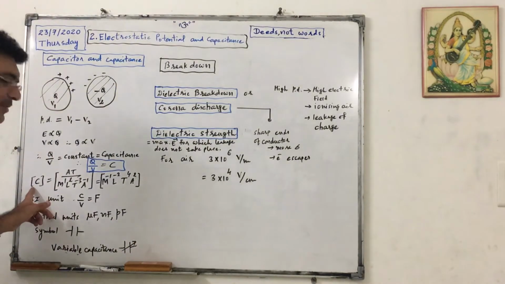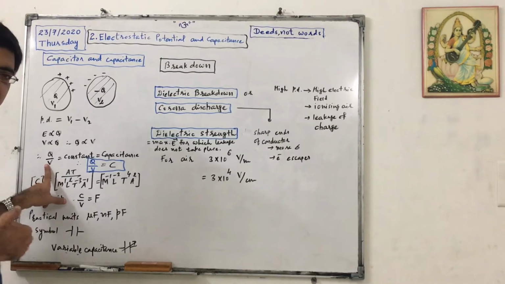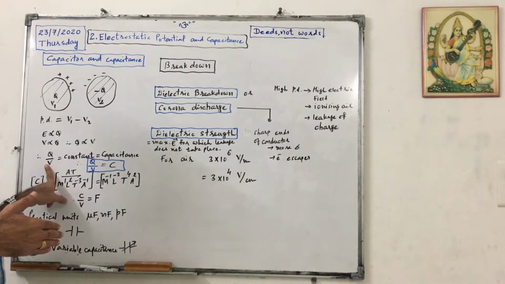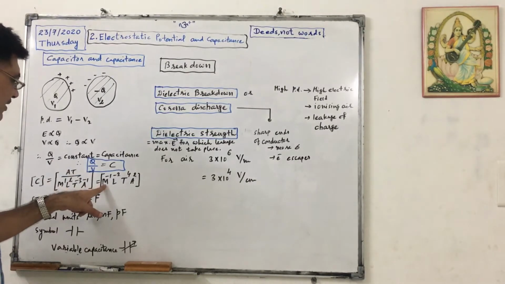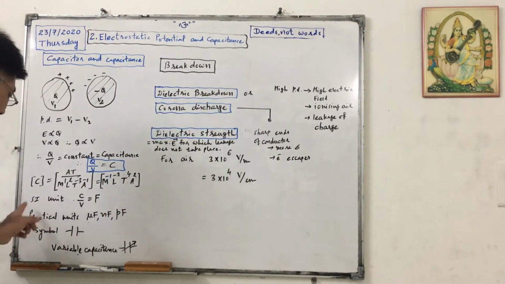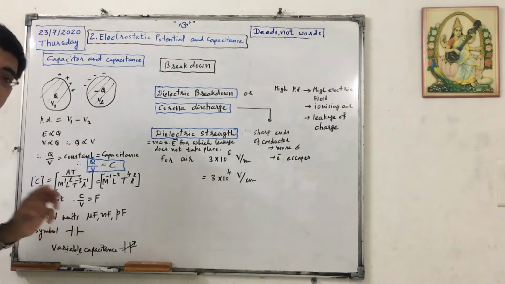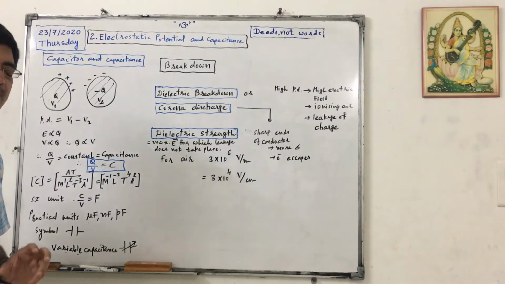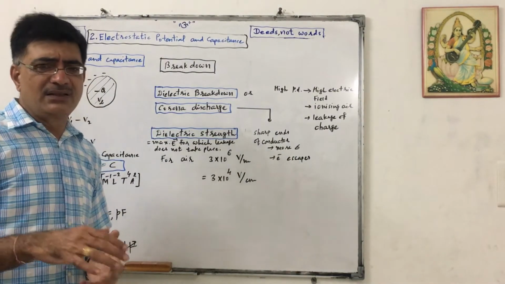Now, the dimensional formula. We know that Q equals ampere into time, and voltage we have remembered as power upon current, so M1 L2 T minus 3 A minus 1. So finally it will be M raised to minus 1 L raised to minus 2 T raised to 4 A square. The SI unit is coulomb per volt, known as farad. But it is a very big unit. We will prove this in an example problem.